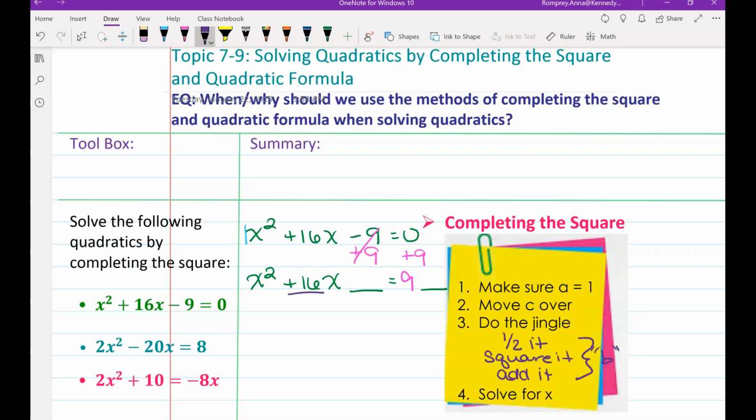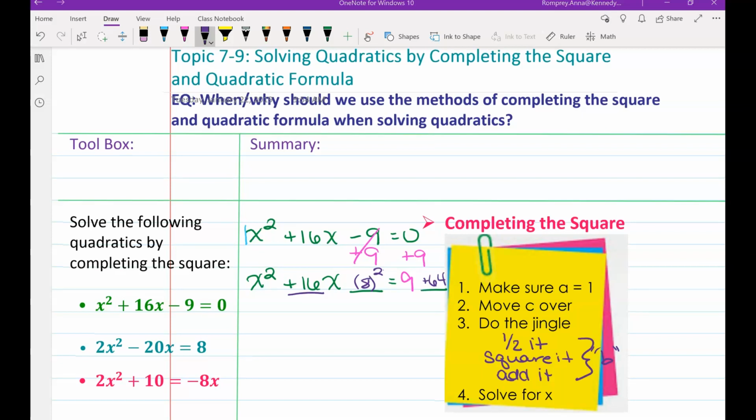So when I look at positive 16, what's half of it? 8. And if I square it, what's 8 squared? 64. So I am adding 64 to both sides. Why did I do it to both sides? Because remember, this is still an equation, okay? We have to keep it equivalent. So if I'm adding 8 squared to one side, I have to add it to the other. Keep everything in balance.